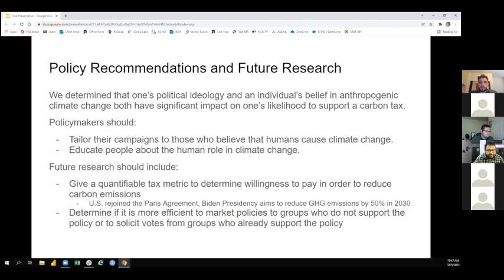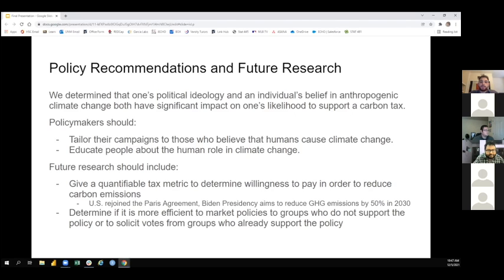And so looking at our policy recommendations and future research, taking our results into account, we first determined that one's political ideology and an individual's belief in anthropogenic climate change both do have significant impacts on one's likelihood to support a carbon tax. With that said, policymakers should generally tailor their campaigns to those who believe that humans cause climate change, and also work to educate individuals about the human role in climate change.